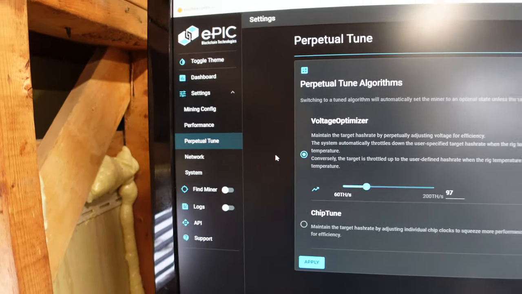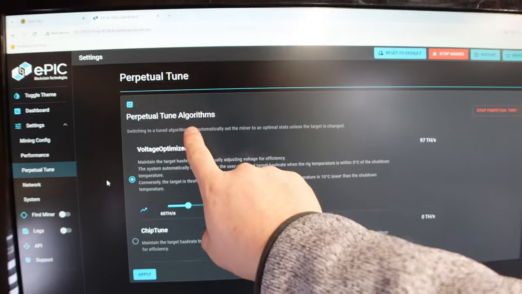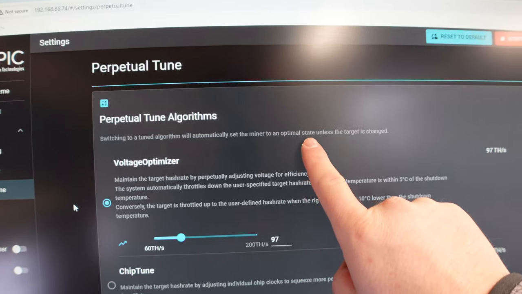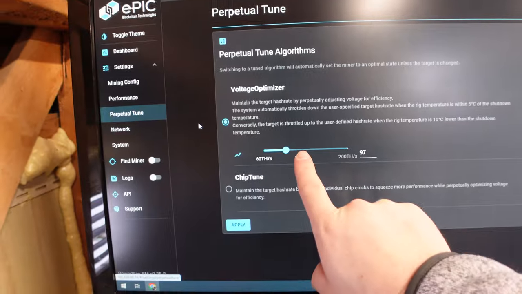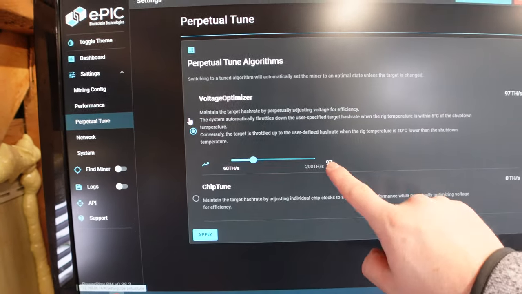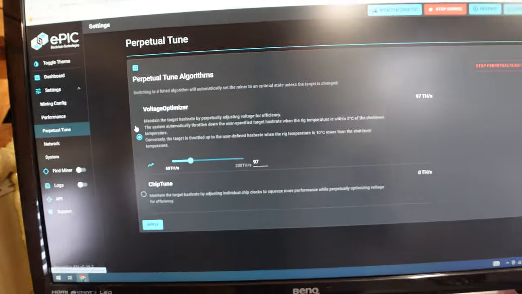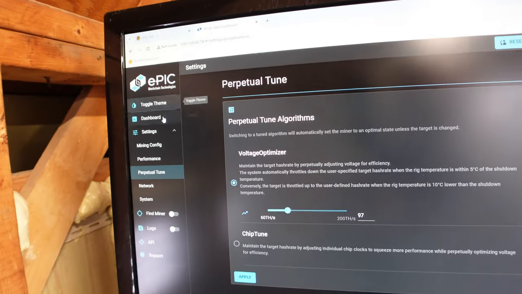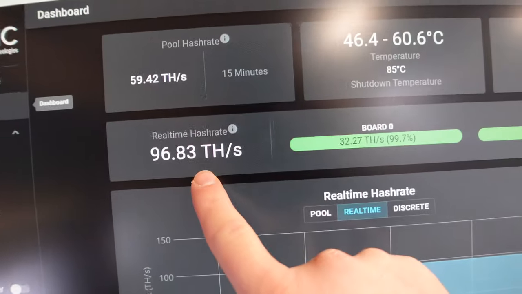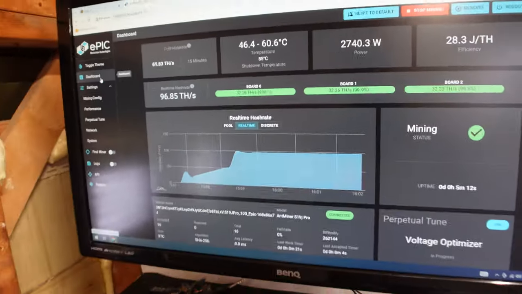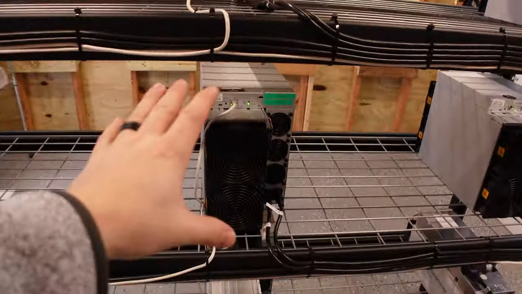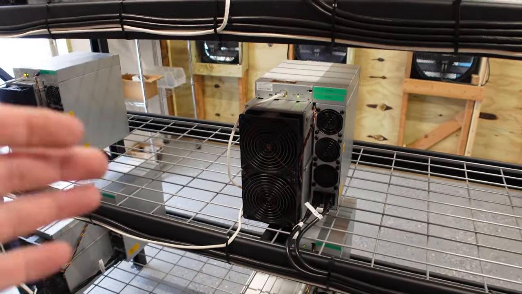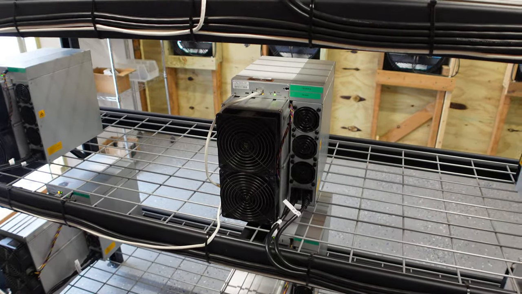Now this is interesting. Perpetual tune algorithm. Switching to a tuned algorithm will automatically set the miner to an optimal state unless the target is changed. So check that out. That is sick. You can set it to the voltage or to a chip tune. I've never messed with these at all. It looks like I'm on the voltage at 97 terahash with this unit, and that's pretty dang close. This is awesome. Oh, I'm so happy that this wasn't something more major like the power supply or even worse, hash boards. Can you imagine if all three of the hash boards were bad? That would have been a mess.